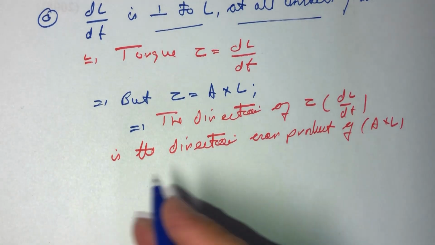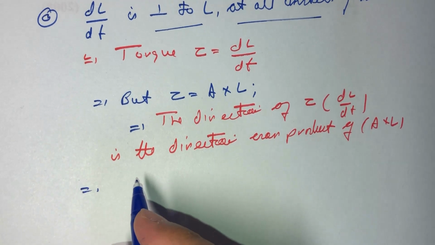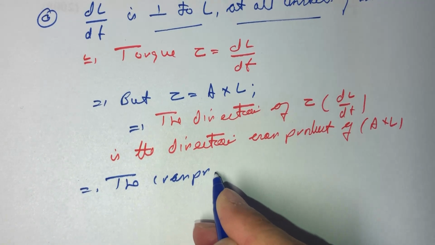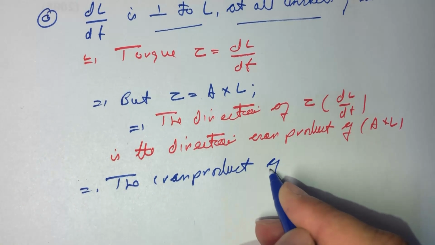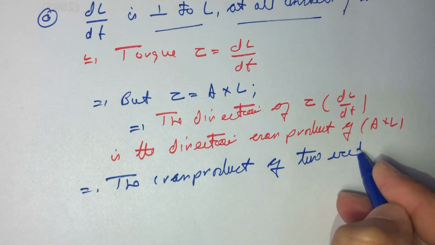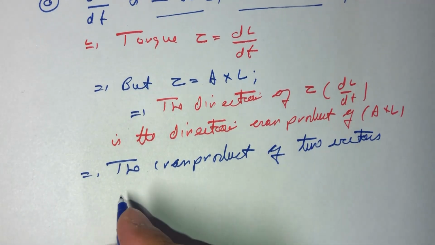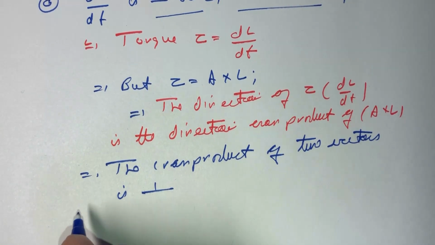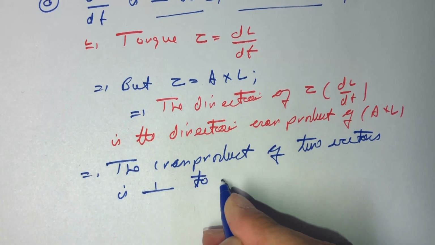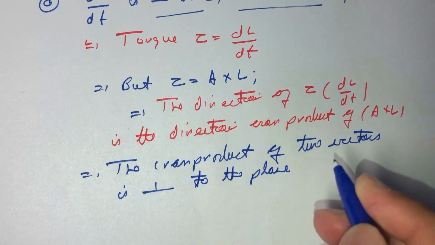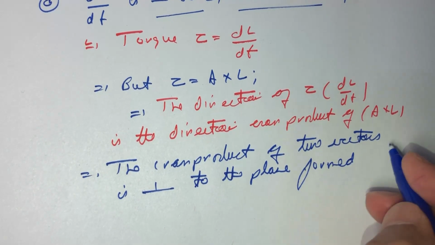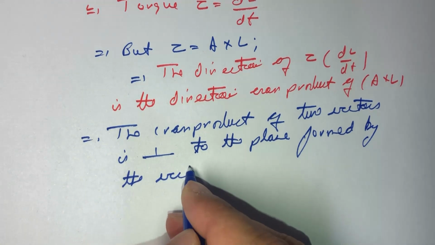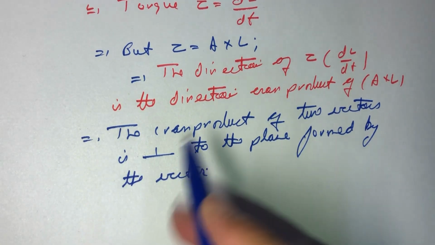And we can say that the cross product of two vectors is perpendicular to the plane formed by the two vectors. So this is the basic property of the cross product.